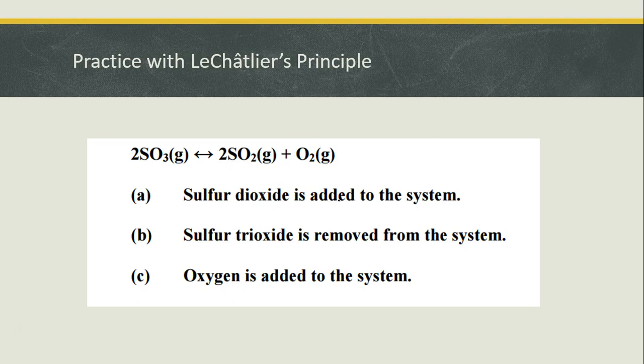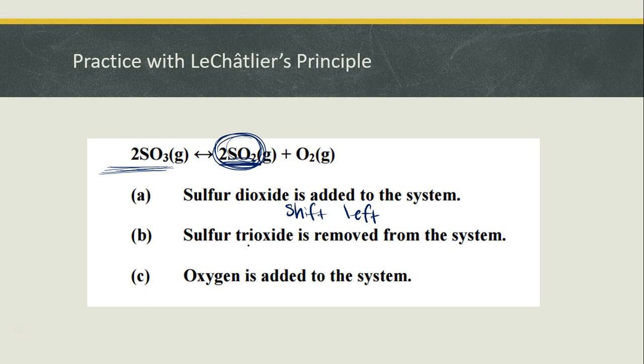Okay, if sulfur dioxide is added, well, this is sulfur dioxide. So if we add more of this, we need to make less of it. So where is it not? It's not on this side over here. It's not on the left. So it is going to shift left or reverse. If we shift to the right, we just make more of it, and then that doesn't help anything.